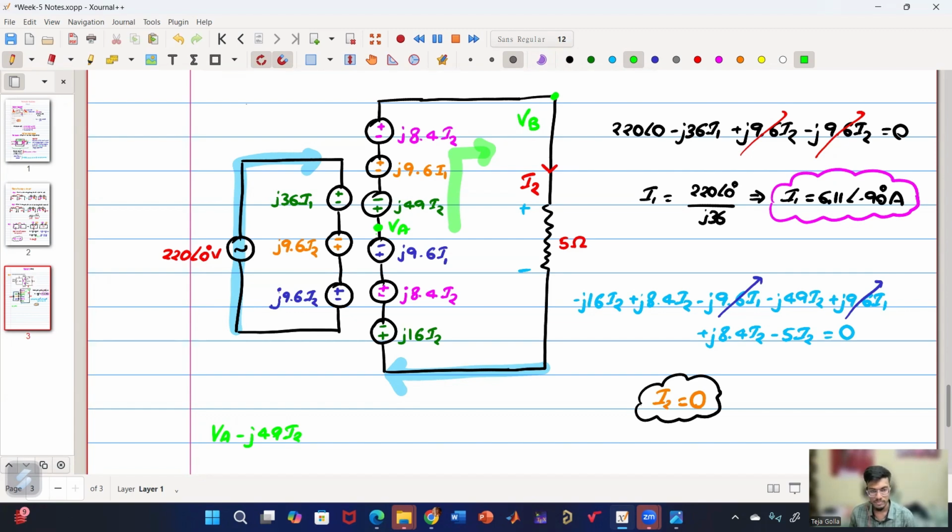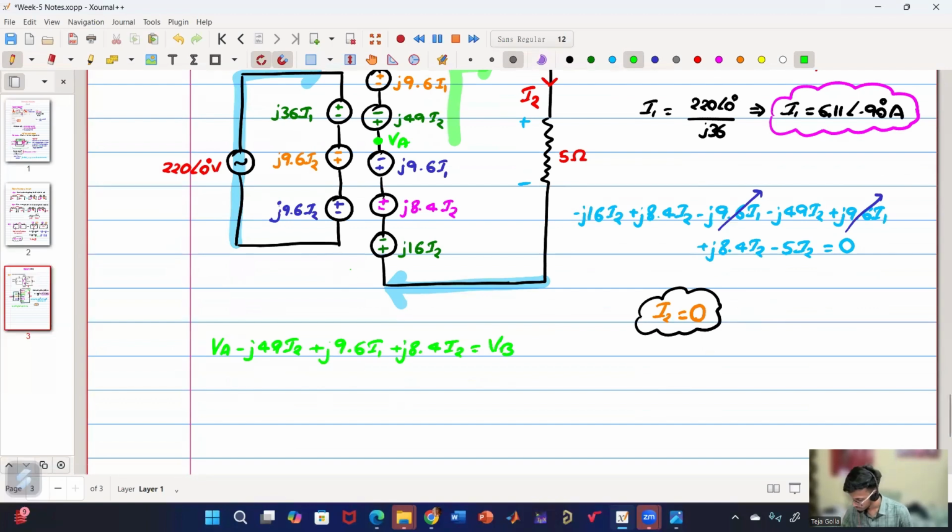And then plus or minus J9.6 I1, complete. Anyone? What will be the equation? Until VB, we have to write the expression. Plus J9.6 I1, plus J8.4 I2, equal to VB. Yeah, very good. And because I2 is 0, I can directly ignore the I2 terms. So now VAB is nothing but minus J9.6 I1. So someone please calculate and tell me the value of VAB in phasor.